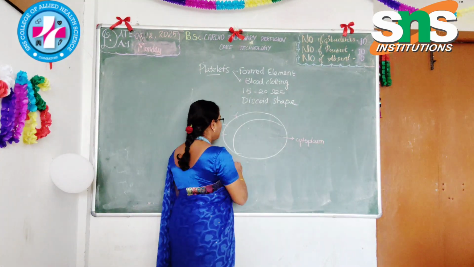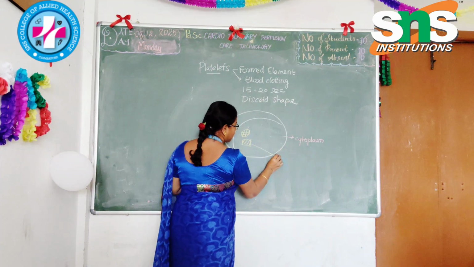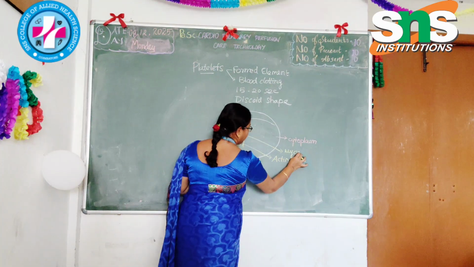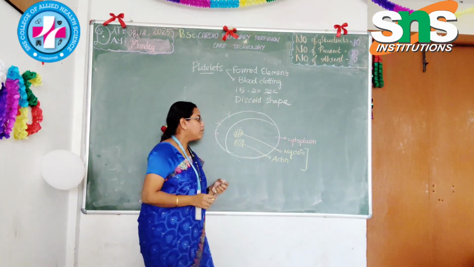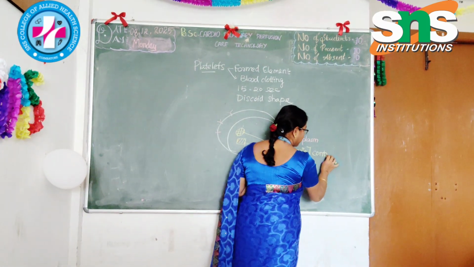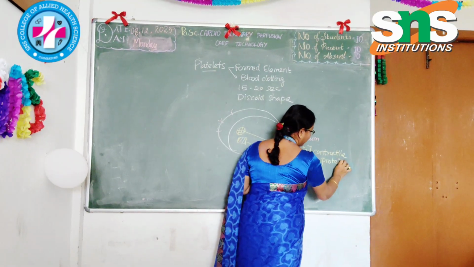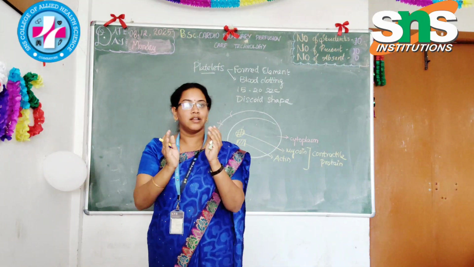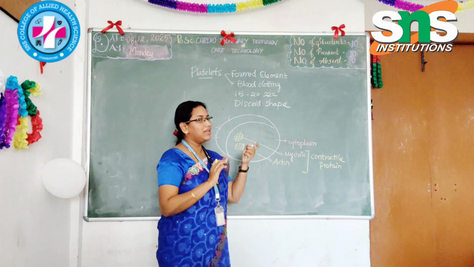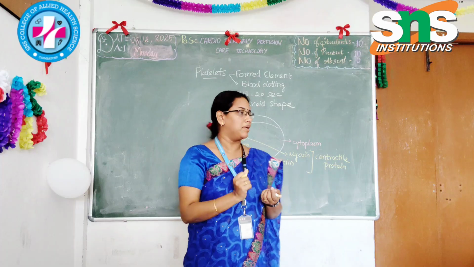You also have some proteins inside it, which are called actin and myosin. For example, I have drawn them like this. These are the contractile proteins present in the platelets. These two are called contractile proteins. What is the meaning of contraction? The size of a cell gets decreased. So these actin and myosin proteins present in the platelets help the cells to contract and to make the bleeding less. That is the main purpose.